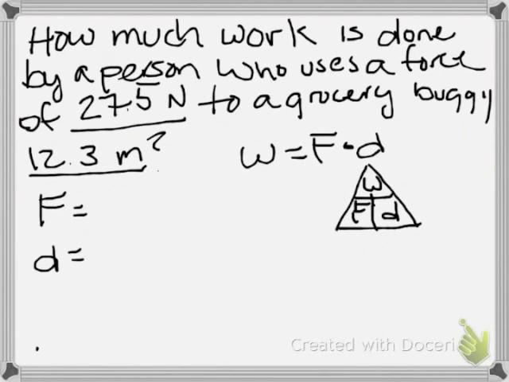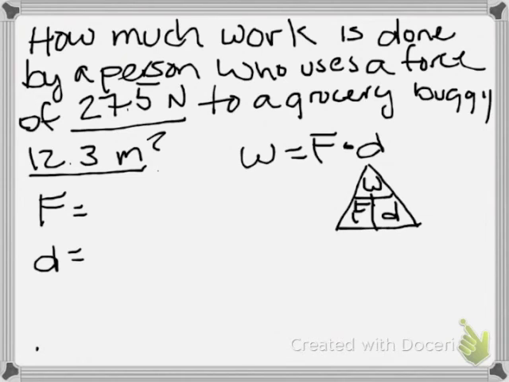Go ahead and work out a few of these. We're going to start with number 1 on the guided practice problems. It says, how much work is done by a person who uses a force of 27.5 newtons to push a grocery buggy 12.3 meters? So what was the formula again that we're using for this? Work is equal to force times distance. Awesome. And again, we've already put up the triangle there for those of you who like seeing the triangle better.